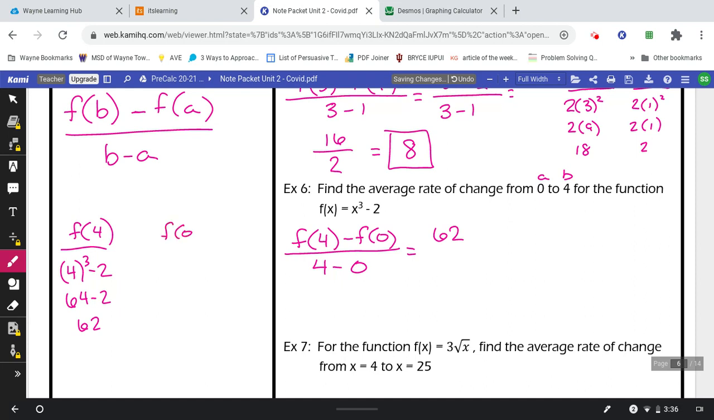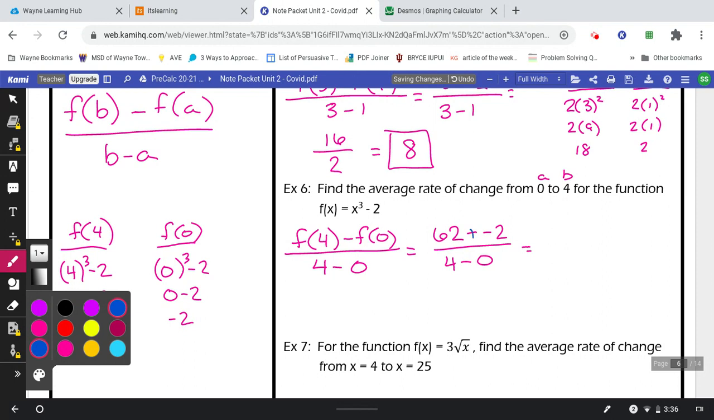Do the same thing for the 0. F of 0. 0 to the third minus 2. 0 minus 2, negative 2. So I'm going to subtract negative 2. 2 negatives make a positive right there. And I get 64 over 4. And 64 divided by 4 gets me 16.